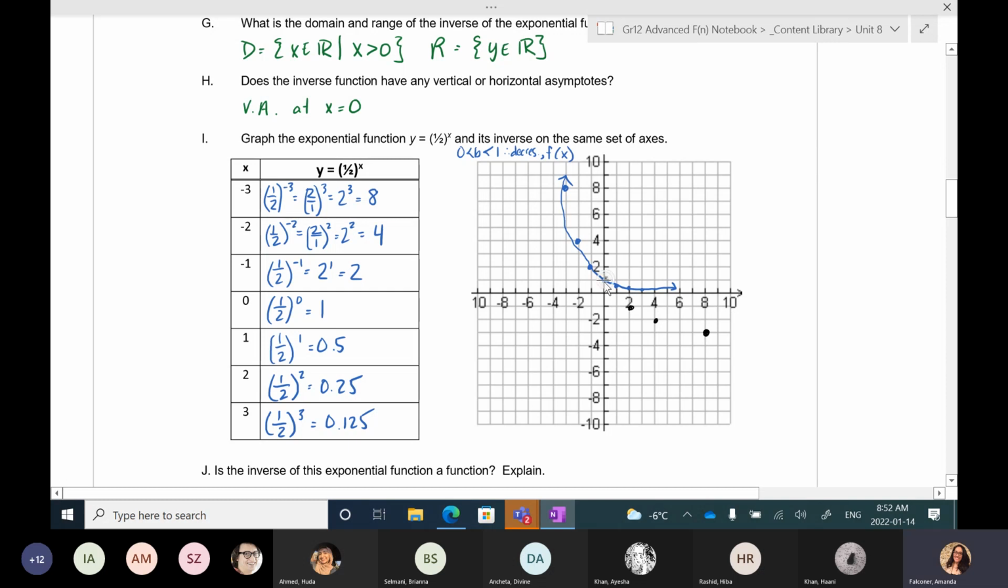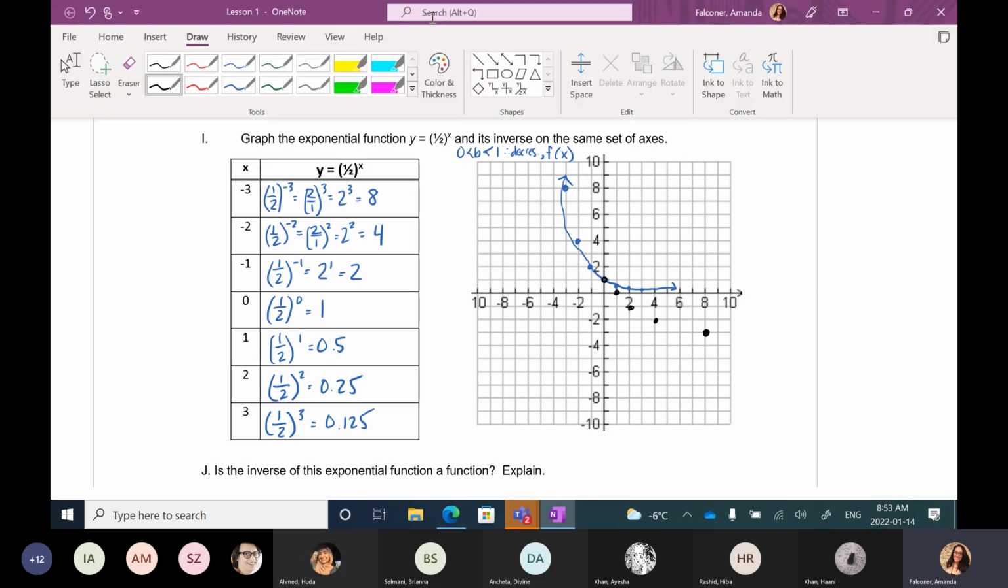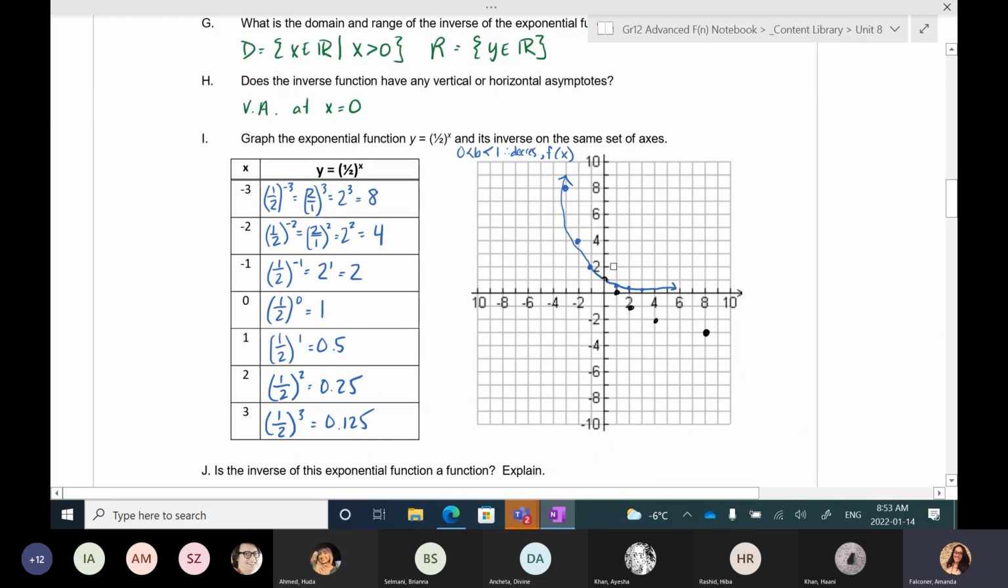So I'm right here. And then, wait, did I mess that up? 8 to the right and 3 down, 4 to the right and 2 down, 2 to the right and 1 down, 1 to the right and 0 down. Yeah, I messed that one up. And then I'm at a half to the right and 1 up. I kind of need to get rid of that little one. Just like so.